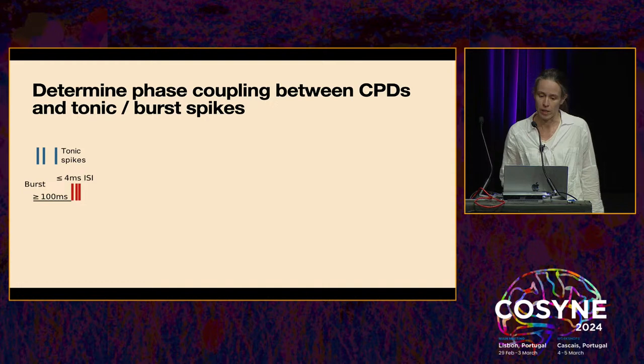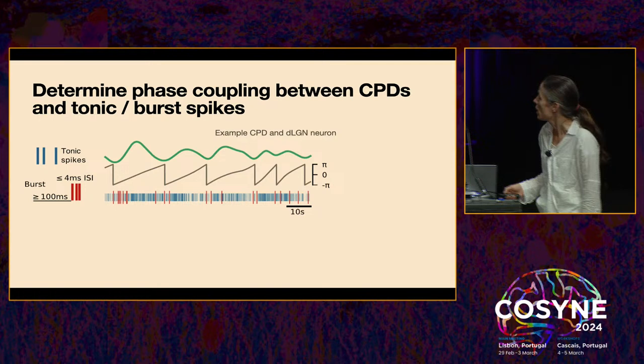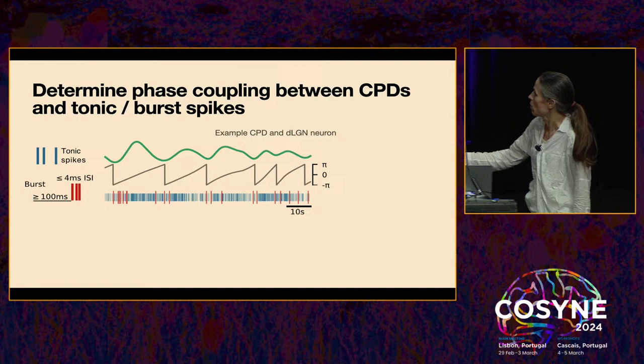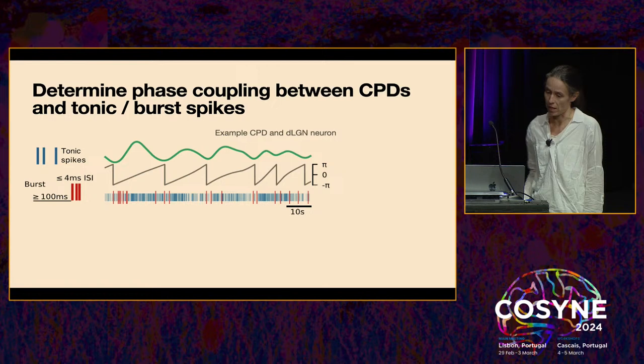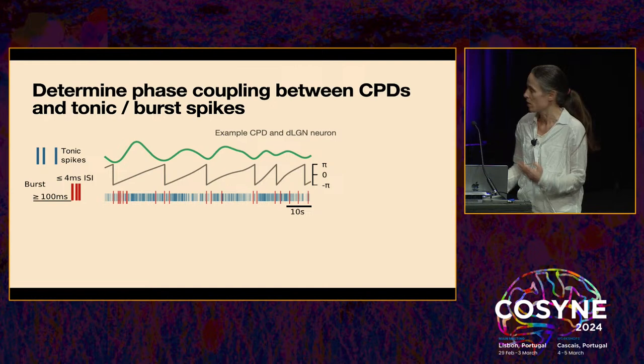Okay, so we separate our tonic spikes and burst spikes and try to relate them to the phases of the components of pupil dynamics. Here you can see again an example of these components that we extracted alongside the phase of that component and the spiking activity of an example LGN neuron. In blue you have always the tonic spikes and in red the burst spikes. And I hope you can appreciate from that example that the spiking does not seem to occur randomly but seems to be coupled to the phases of this pupil signal.